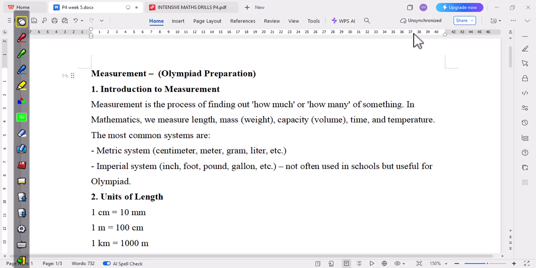Okay, hello everyone. Today we are going to learn about the topic of measurement. For this lesson today we have to know what measurement is.